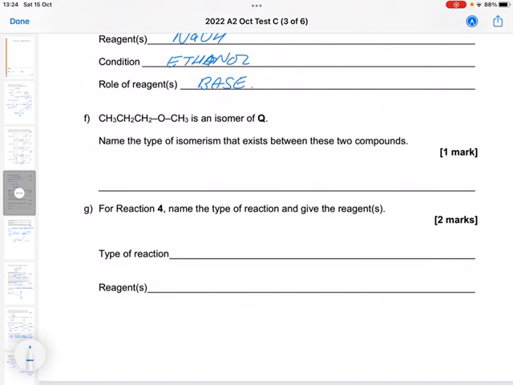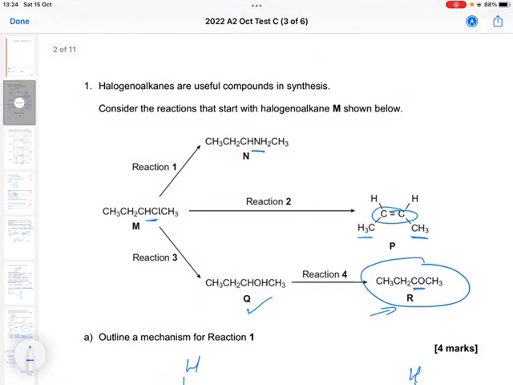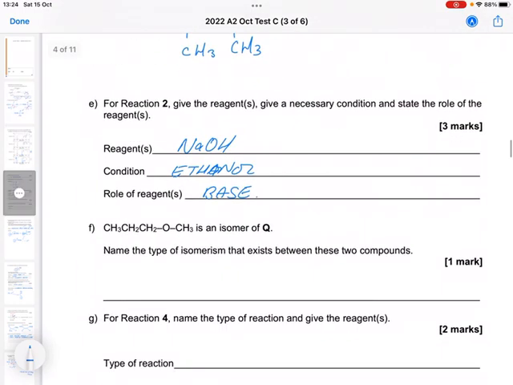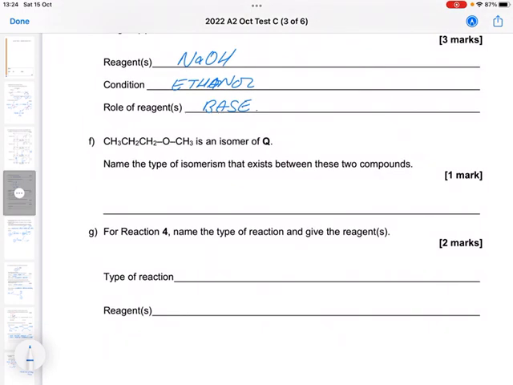So this is an isomer of Q. Let's go back to Q. Let's have a look at what Q is. So Q is an alcohol. This is something completely different functional group completely. So this is a functional group isomer.